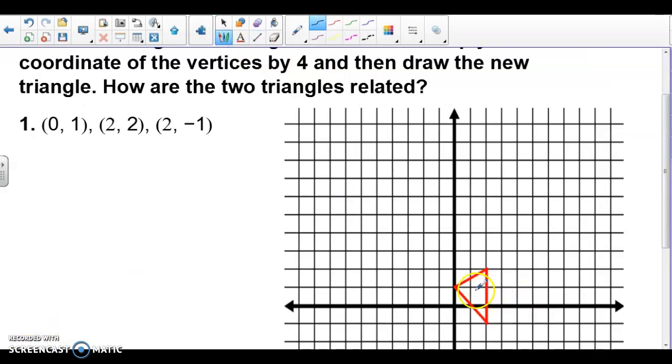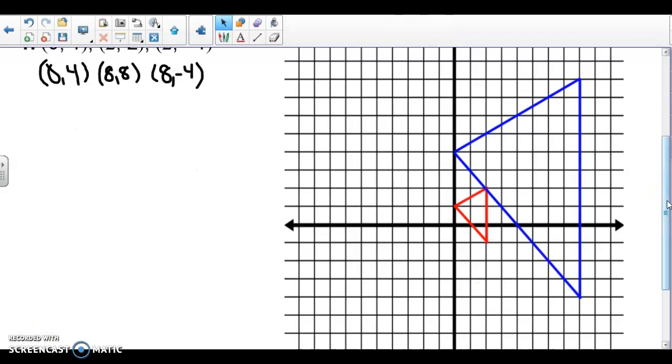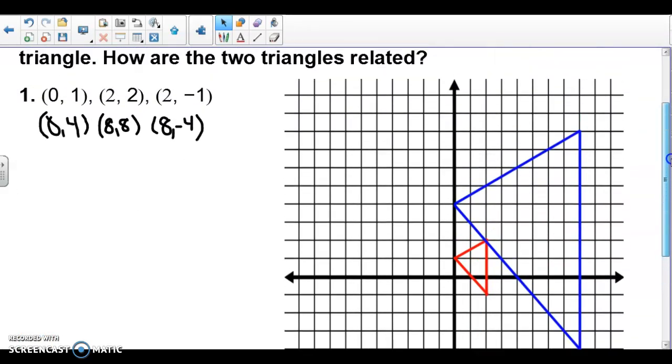Okay, so I've gone ahead and drawn the original figure. What I'm going to do now is multiply each one of these vertices by 4, which gives me 0, 4, 8, and 8. And 8 and negative 4. Now I'm going to go ahead and graph all of these points. So here's my new triangle after multiplying all the vertices by 4.